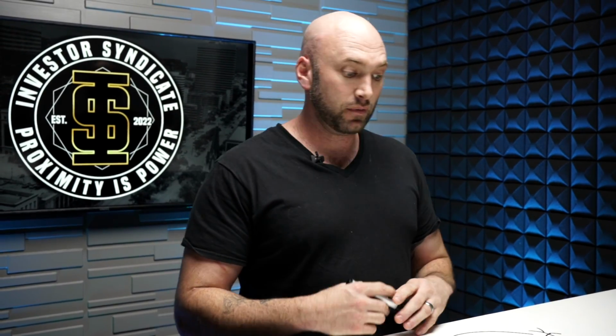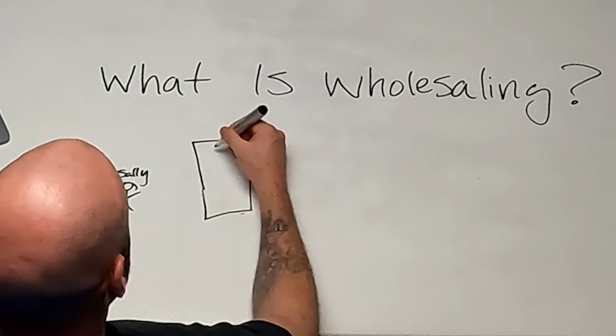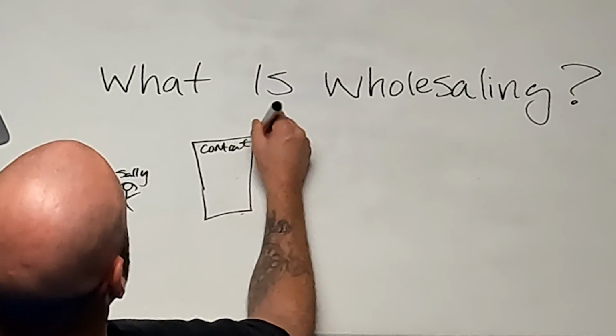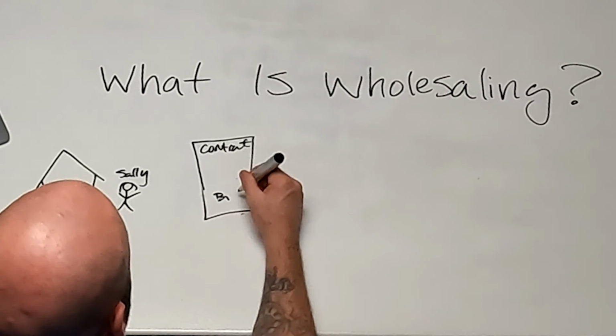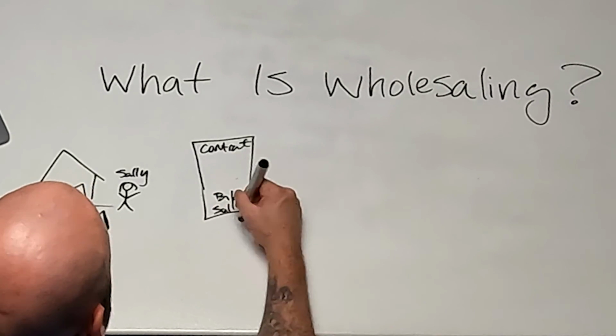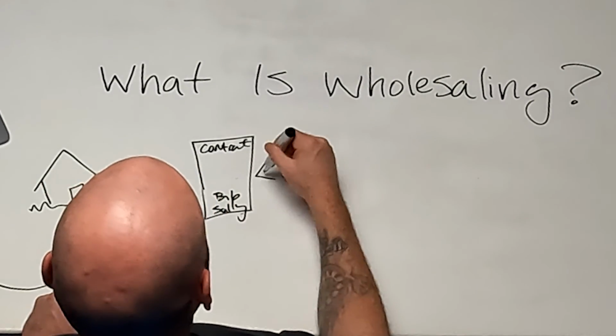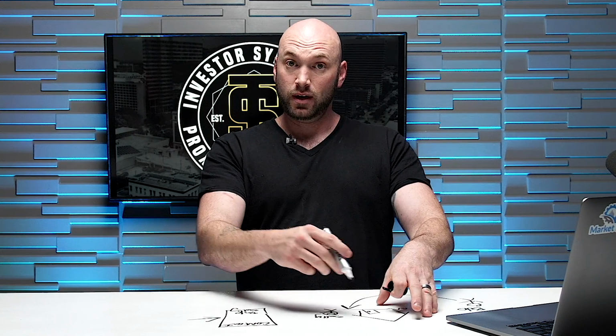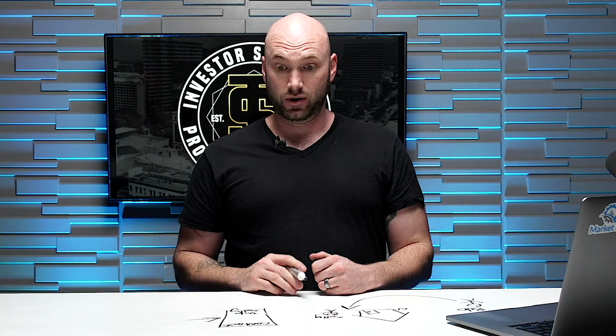So through a variety of means of marketing, Bob contacts Miss Sally, strikes up a conversation, asks her if she'd be interested in selling her house at 123 Main Street. Miss Sally says yes. Bob puts the house under contract between Bob and Sally, right? Now this contract gives Bob equitable interest in the property in the form of an assignable purchase agreement.